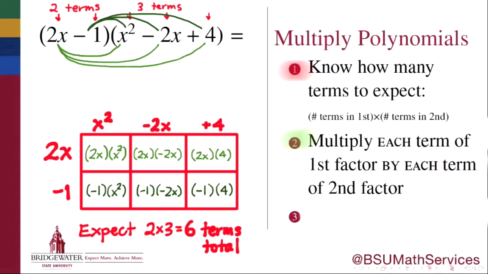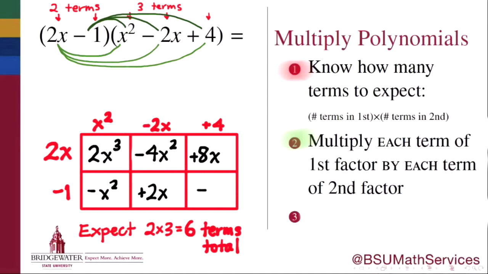So now we just have to simplify the products that we see inside each of the cells in our little grid. 2x times x squared, adding the exponents on the x's according to our exponent rules, will give us 2x to the power 3. Likewise, 2x times negative 2x is negative 4x squared. 2x times 4 is 8x. Negative 1 times x squared is minus x squared. Negative 1 times negative 2x is positive 2x. And negative 1 times positive 4 is negative 4.